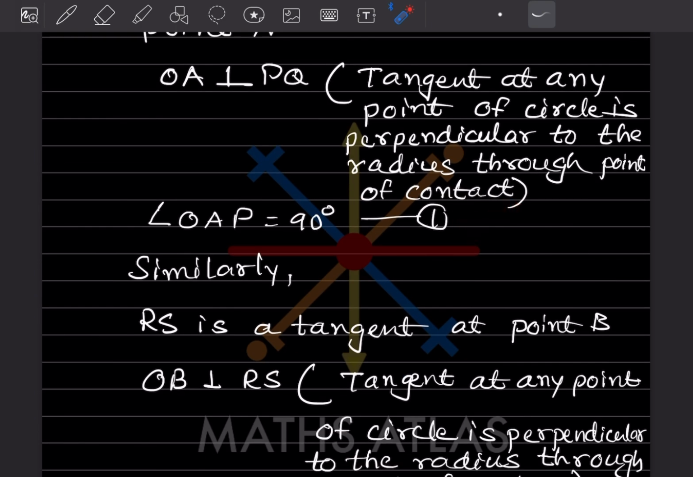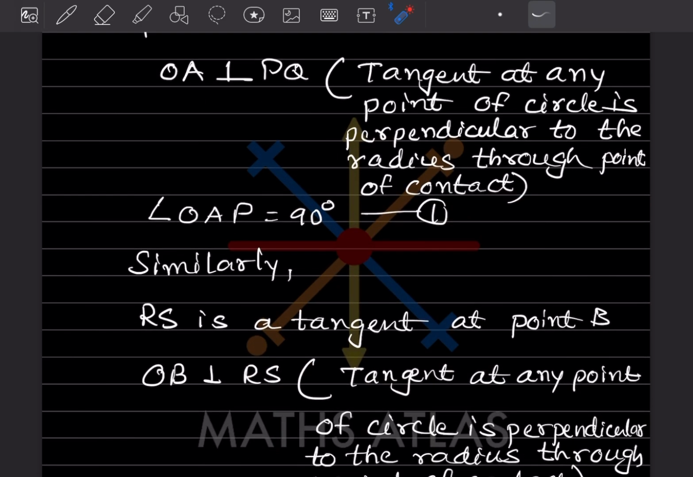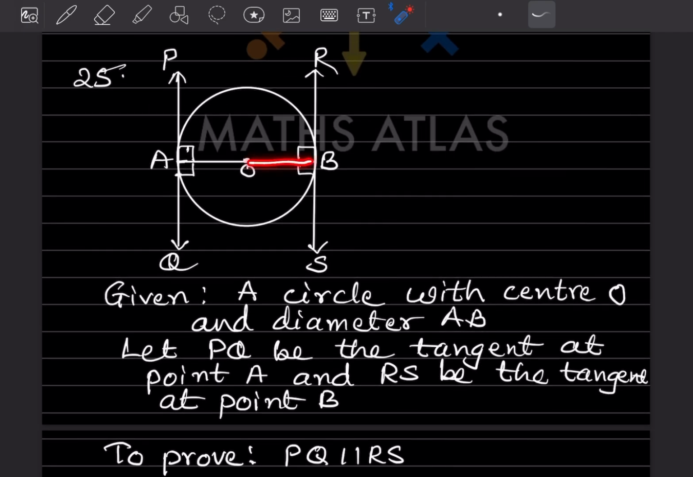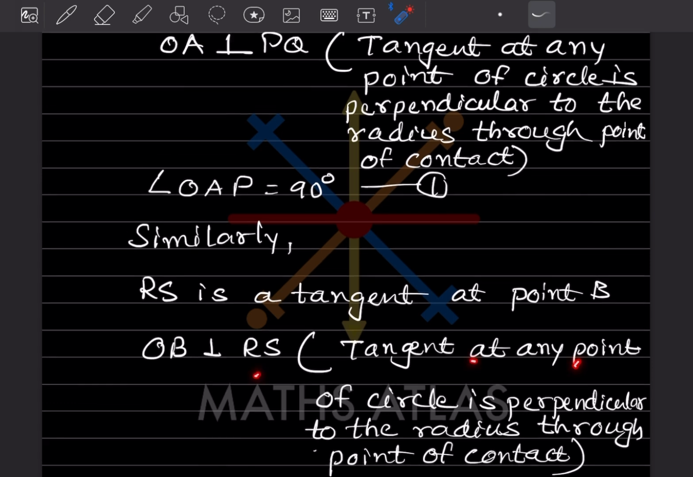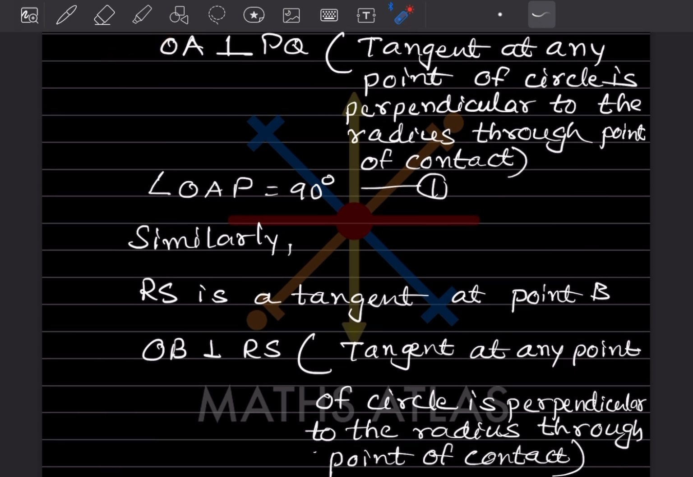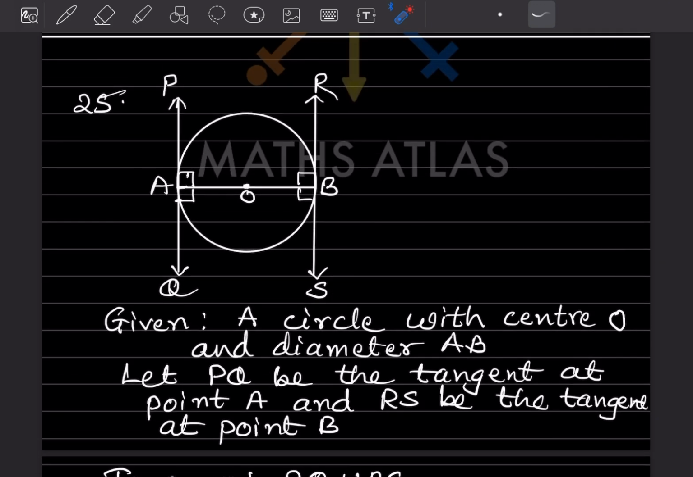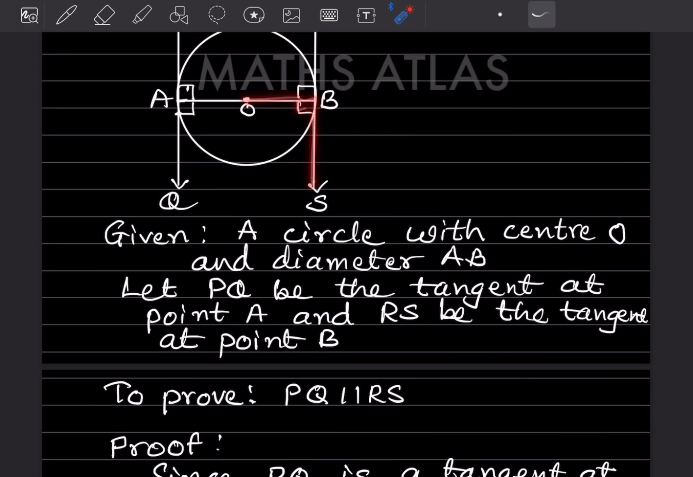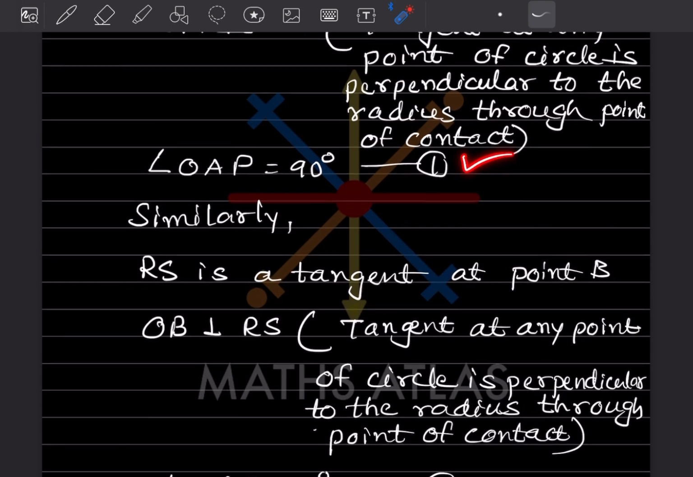Similarly, we can do the same for the other tangent, RS. RS is a tangent at point B. So we can see that OB is perpendicular to RS, the same reason: a tangent at any point of a circle is perpendicular to the radius at the point of contact. And here angle OBS is 90 degrees. So this is 90 degrees, equation number 2.